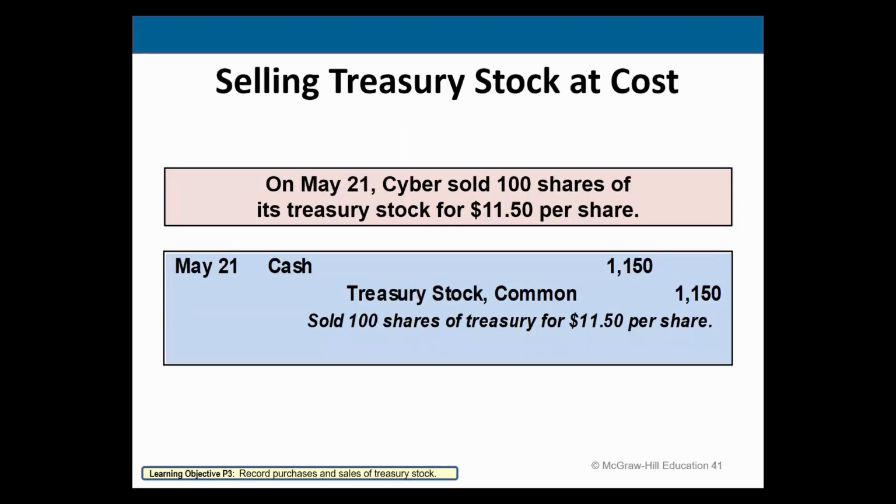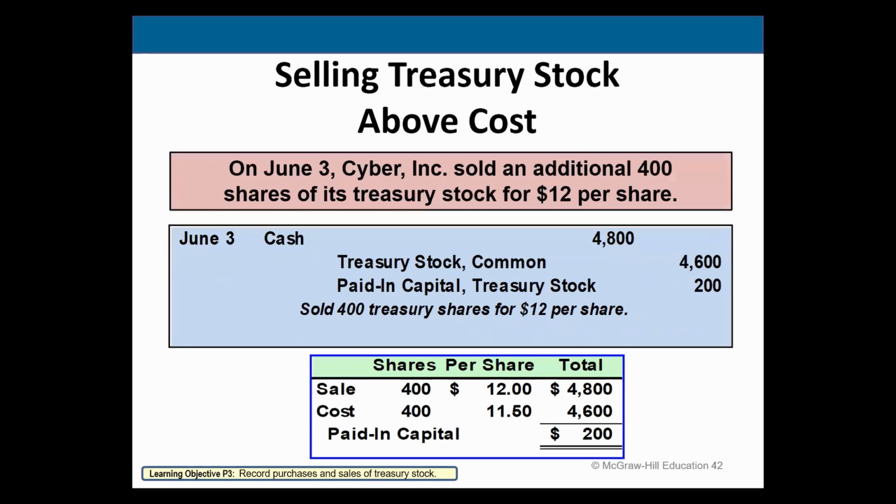And then selling treasury stock at cost. If treasury stock is reissued at cost, the entry is the reverse of the one that was made to record the purchase. For instance, if on May the 21st, Cyber issues 100 of the treasury shares purchased on May the 1st at the same $11.50 per share cost, the entry would be shown. We would debit cash the amount of $1,150, and then we would credit the treasury stock common for $1,150, because that would then show that we issued the stock or sold it.